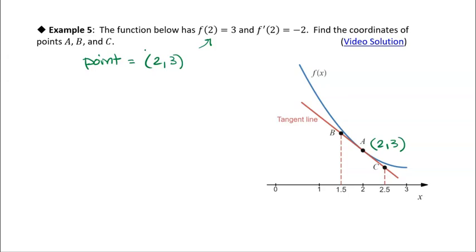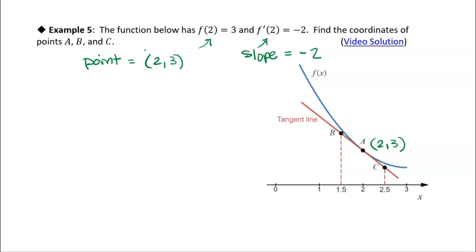And we can find the equation of the tangent line because we have a point, right? We have a point that is on the line. It's on the graph of f of x as well, but it's also on the tangent line. And we have the slope. This right here is the slope of the tangent line. The slope is equal to negative 2. And if we have a point and a slope, we can write the equation for a line.